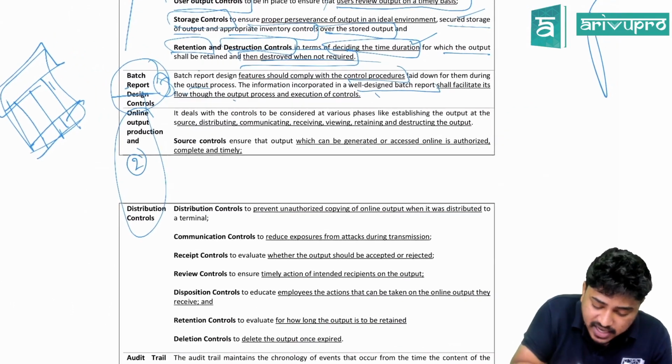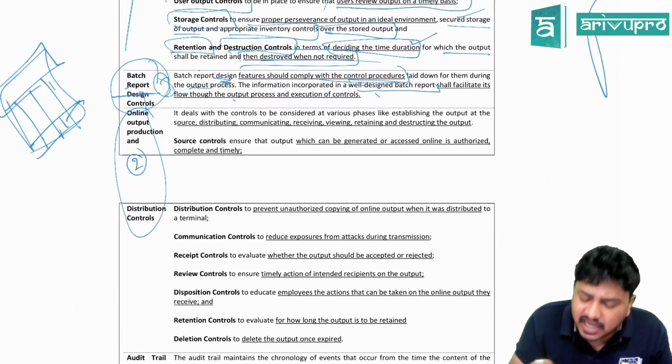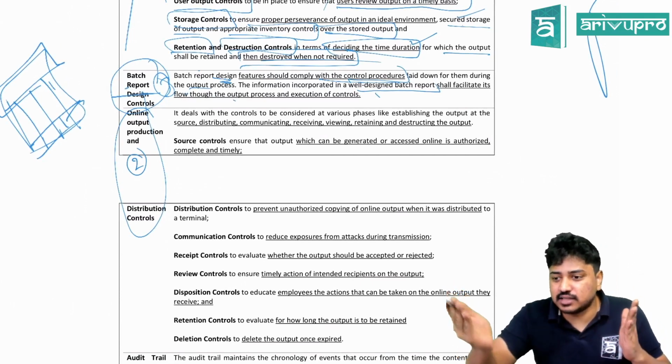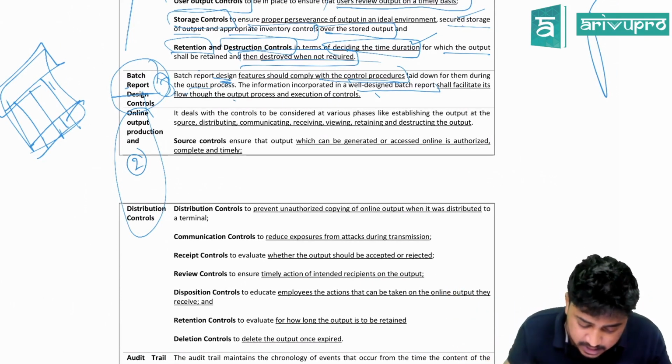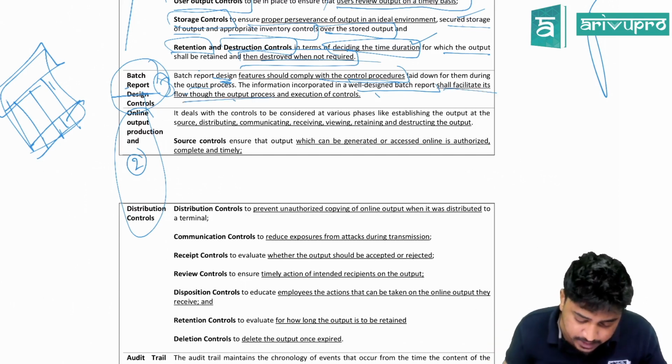So batch report design means design of the batch itself. It should comply with the control procedure. Don't simply make it as such. Have some control procedure for how it is created. So facilitate the flow of output and execution of control. That is what they say.